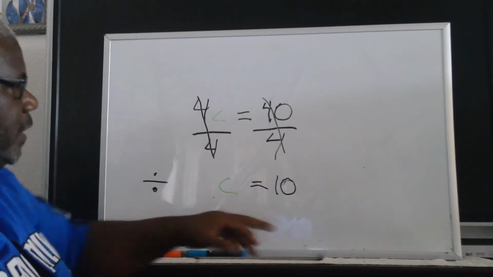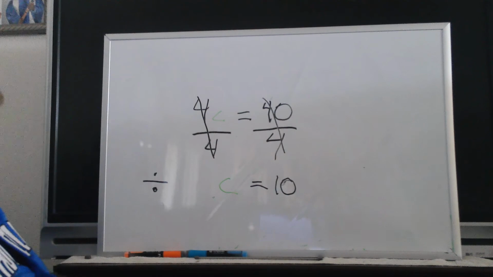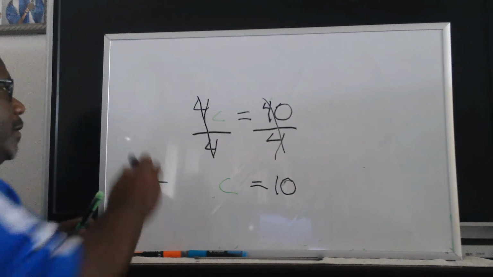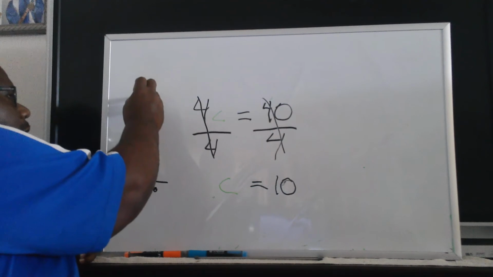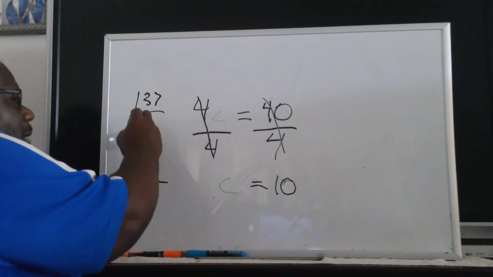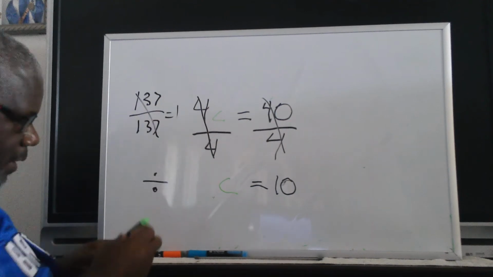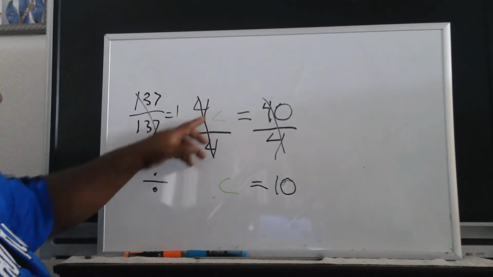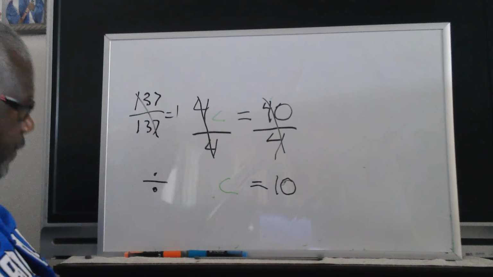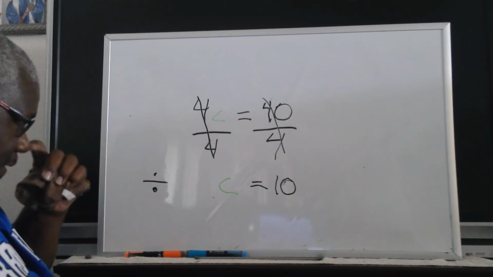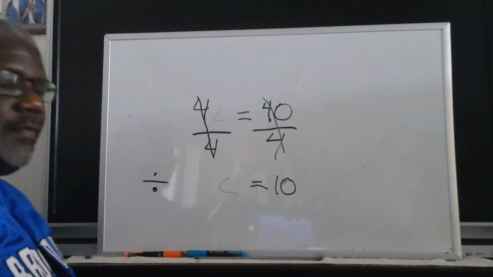C equals 10. We cancel the 4's. Anytime you divide a number by itself, it equals 1. So you go 137 divided by 137. Guess what? It's going to equal 1. Right? We don't have to have the 1 next to the C. So there's our answer. You just found that variable.